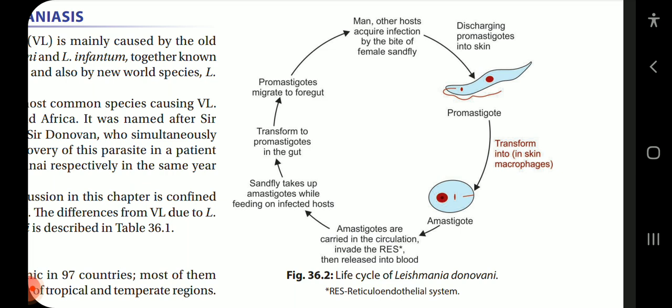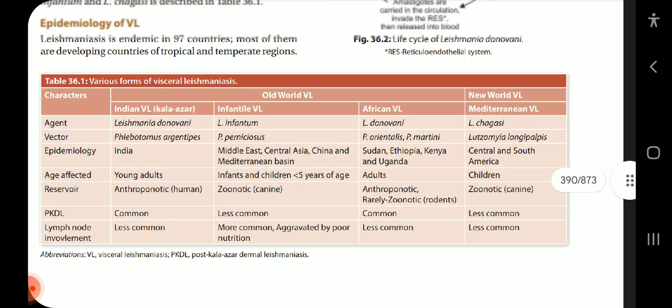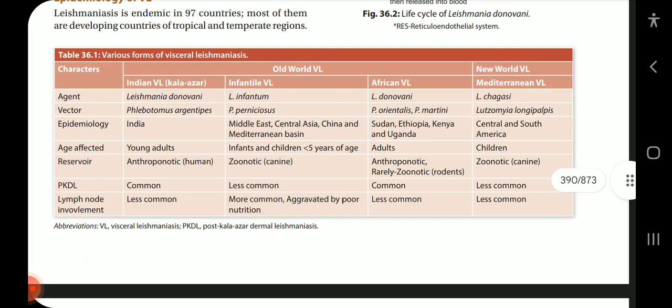Amastigotes are carried in circulation, invade the RES, the reticuloendothelial system, then are released into the blood. Sandfly takes up amastigotes while feeding on infected hosts, which transform into promastigotes in the gut, and finally the promastigotes migrate to the foregut, which again can infect man.